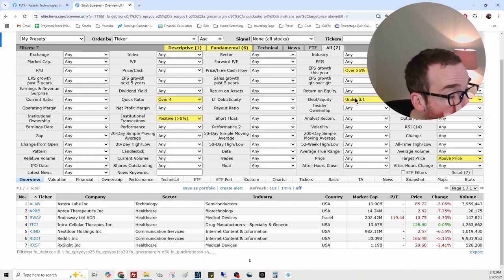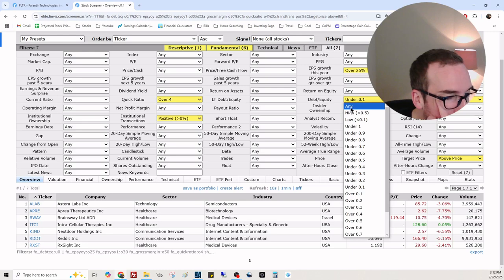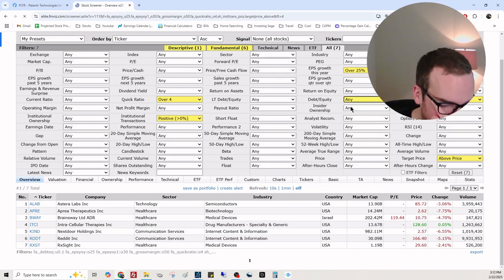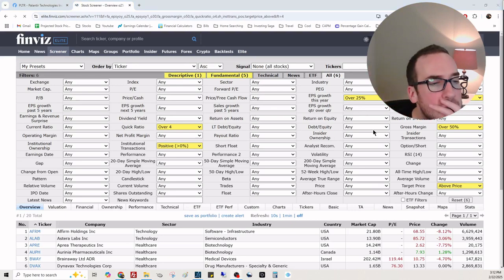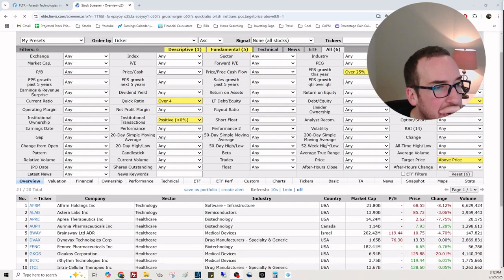I don't know. Because I don't want to discriminate against any companies that do have debt because they are turning the ship around. So we're going to keep that. Let's see what else we could add on here.